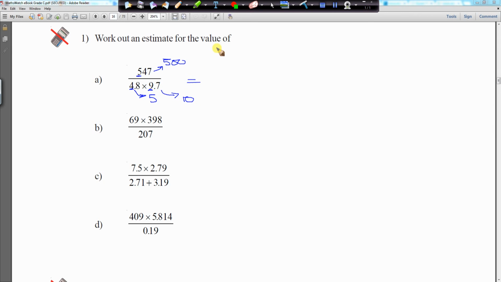We have 500 on the top. And we divide that by 5 times by 10. Now, we can straight away divide top by 10, the bottom by 10. That's gone. We have now 50 divided by 5. 50 divided by 5 will give you a nice, lovely answer of 10.